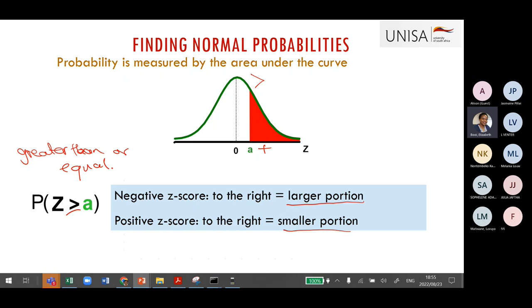And always remember the belly shape. It's always cut in the middle, and in the middle, that is your mean, which is always equal to zero. So therefore, this side will be negative and that side will be positive. And that's how you will determine which area you need to shade and which area you leave out. And that will guide you in terms of how you're going to get to the table. And that is for the greater than.